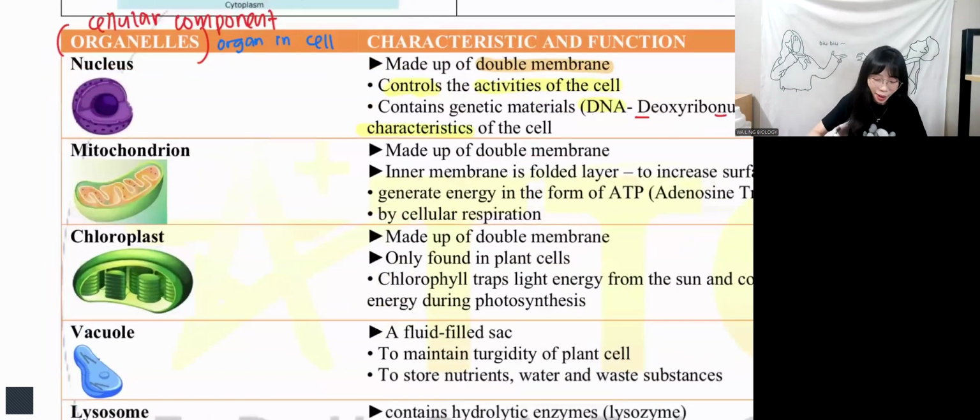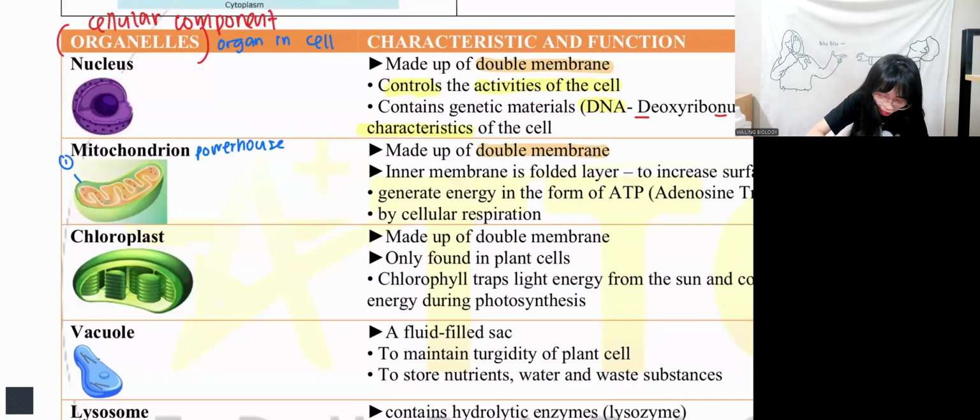Next, mitochondria. Mitochondrion and mitochondria are singular and plural, so it doesn't matter. The mitochondria is the powerhouse of the cell. They are able to generate energy. Mitochondria also have a double membrane. How do we see the double membrane here?